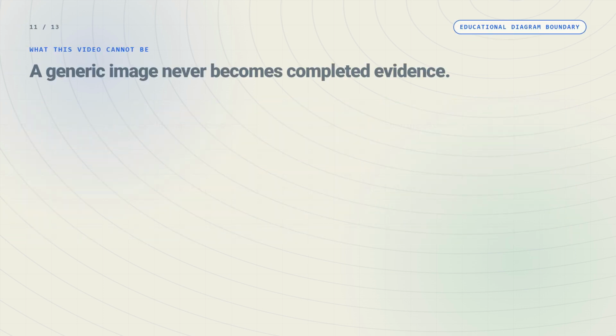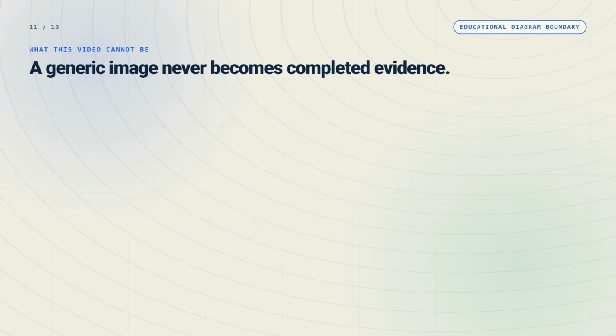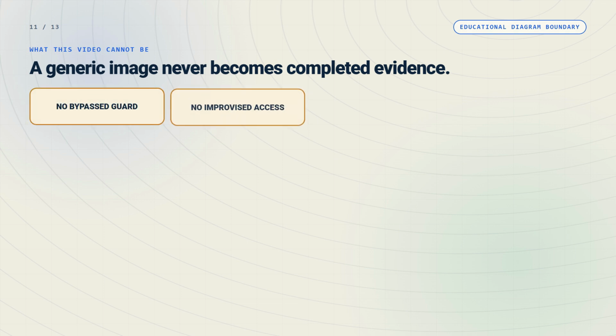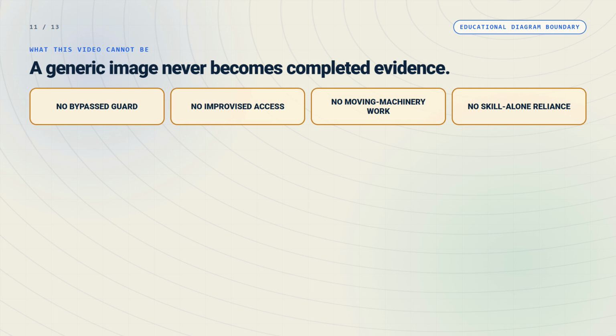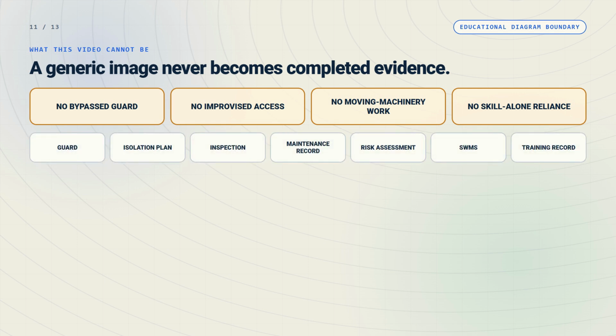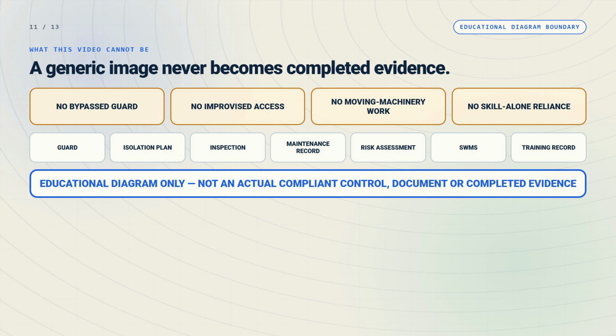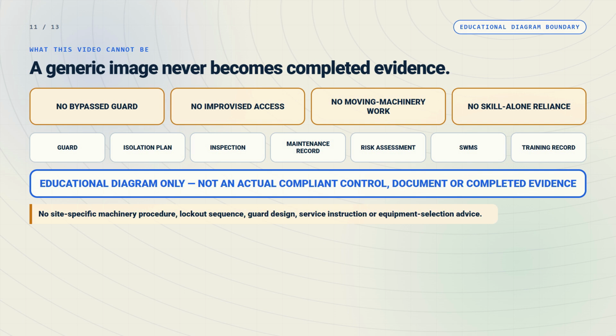A bypassed guard, improvised access, work on moving machinery or reliance on operator skill alone is not presented here as acceptable. A generic image cannot stand in for an actual guard, isolation plan, inspection, maintenance record, risk assessment, safe work method statement, training record or completed evidence. This video gives no site-specific machinery procedure, lockout sequence, guard design, service instruction or equipment selection advice.